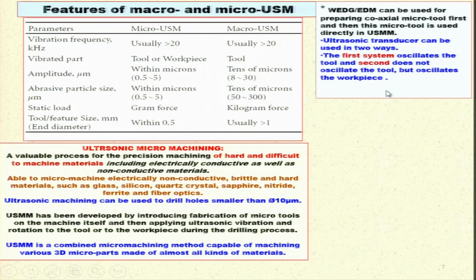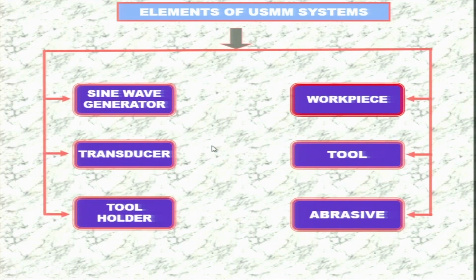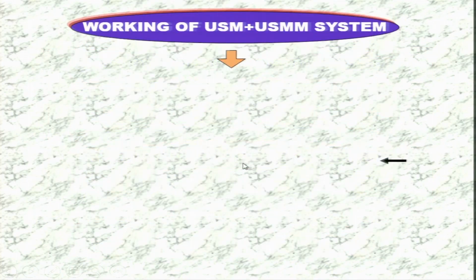The first system oscillates the tool, and the second system does not oscillate the tool but it oscillates the workpiece. I will show you some pictures or photographs related to this to make it more clear. Elements of ultrasonic micromachining system. You can see sine wave generator is there, transducer is there, tool holder is there. Then on the other side you have workpiece, tool and abrasive particles. We will discuss them in detail.